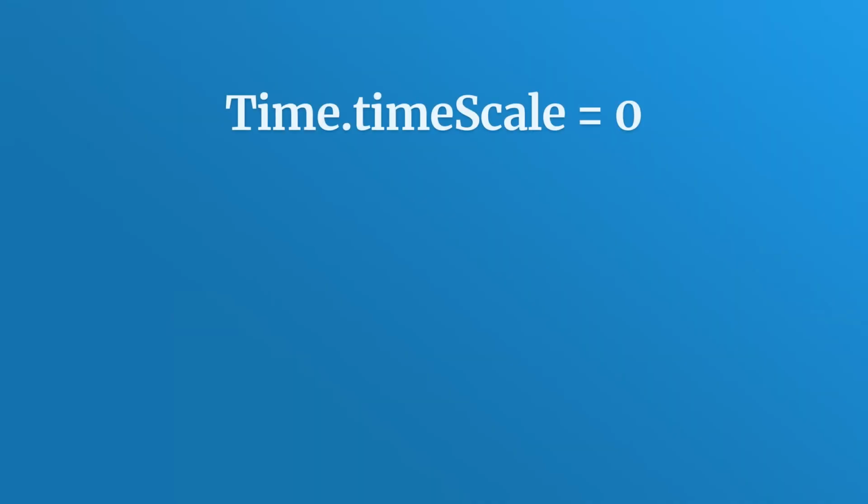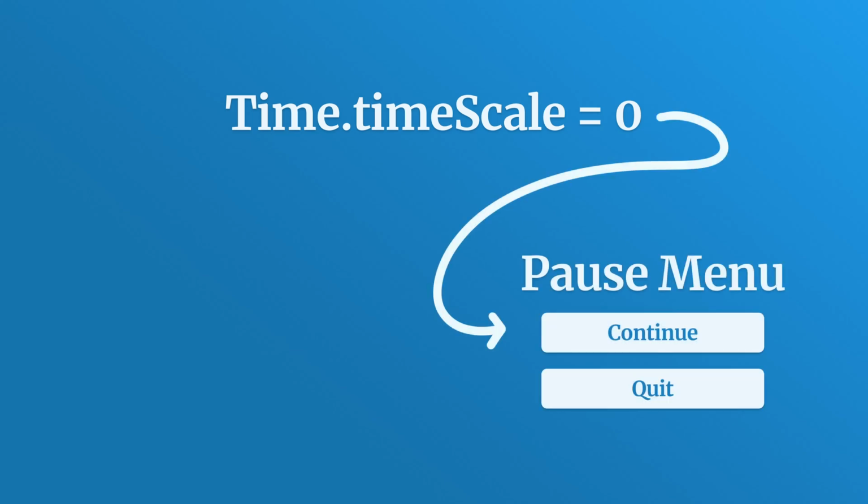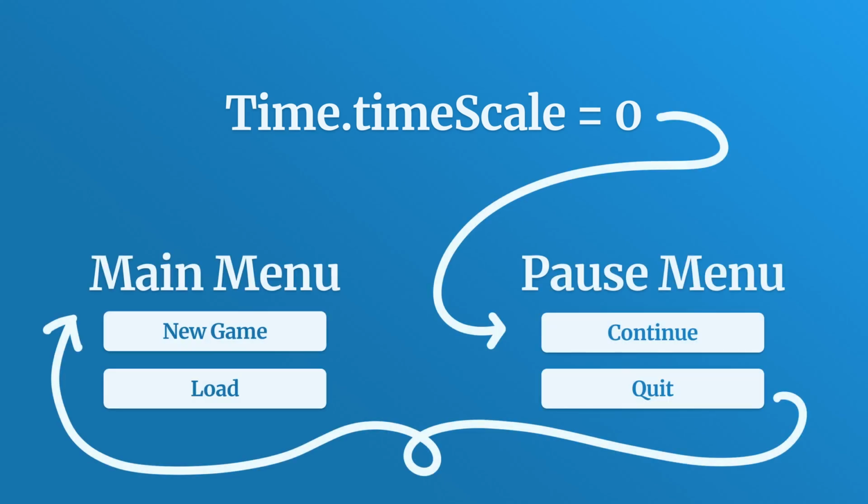The timescale value is static, meaning that it can be accessed via the Time class from any script in the game. What this also means is that the timescale value won't reset when a new scene is loaded, meaning that if you use timescale to show a pause menu, and then use the pause menu to return to the main menu, unless you set the timescale back to 1, time will still be paused when you get there.